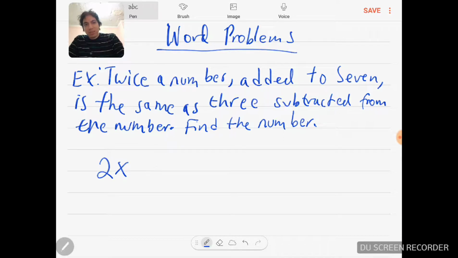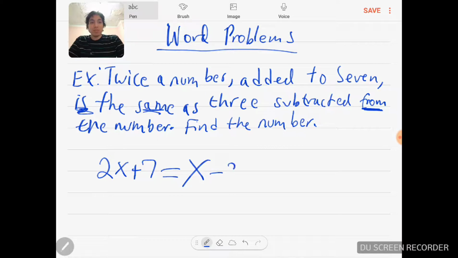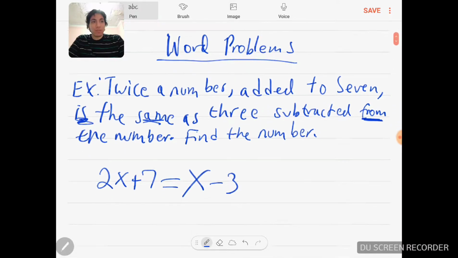Added to 7 is the same as, the word "is" means equal, 3 subtracted from the number. Now remember, there's one key word you've got to look out for, and that's "from." Most students probably would have written 3 subtracted x, which is the wrong thing. Since the word is "from," the next thing that comes after it is the first thing you write, and then you put subtract 3. Am I finished? No. Now I just have to simply solve the equation.